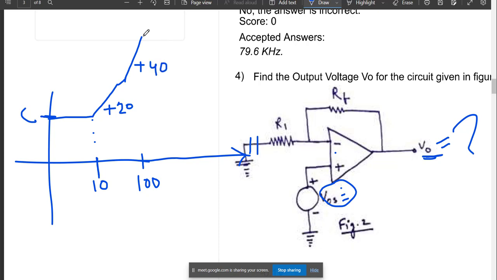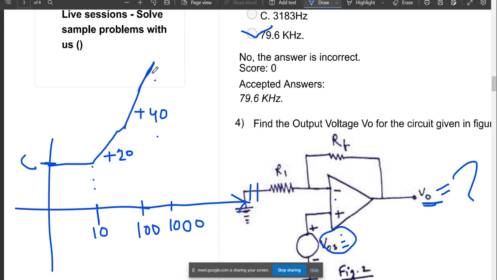Now at 1000, a pole is added, right? So at 1000, this plus 40 will come till here, and then plus 40 minus 20, since a pole is added. So the slope became plus 20, right?